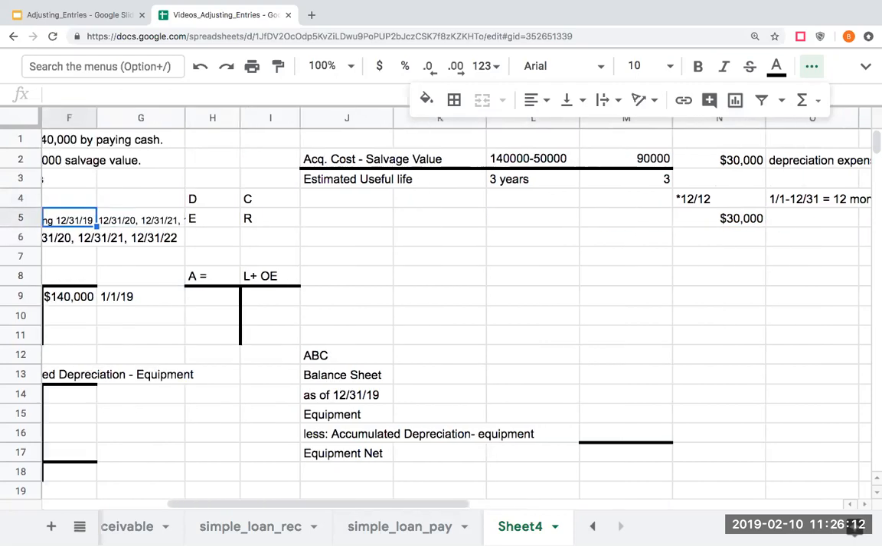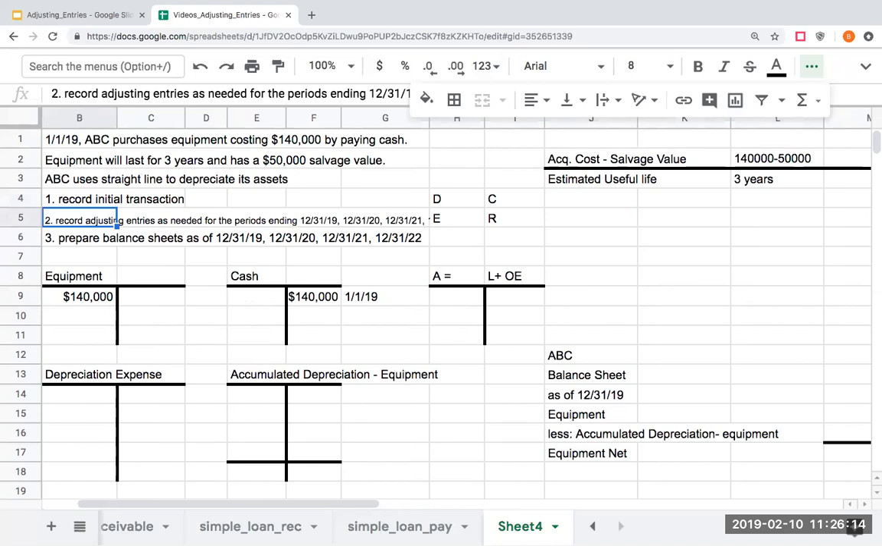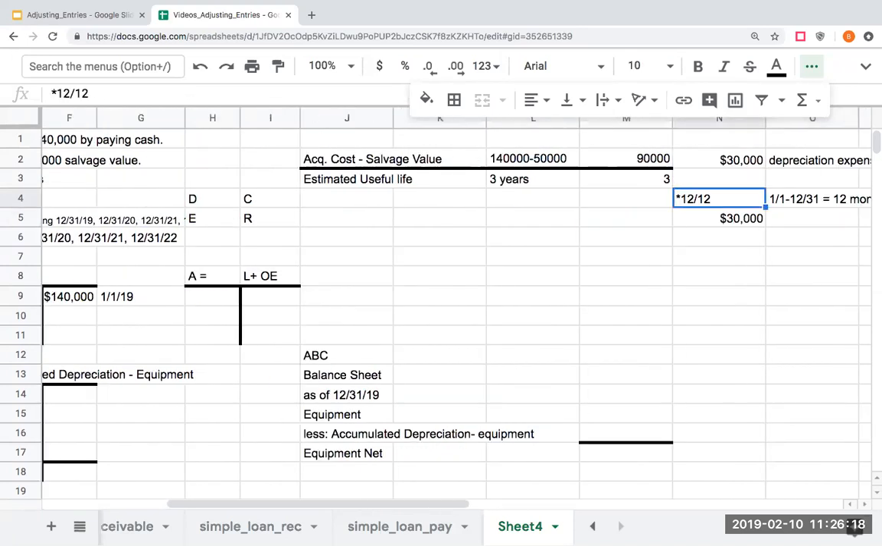If I had bought this asset on March 1st, what I would have to do is multiply this here by 10/12. Why? Because March to December is 10 months. Close your eyes and count. March, April, May, June, July, August, September, October, November, December.